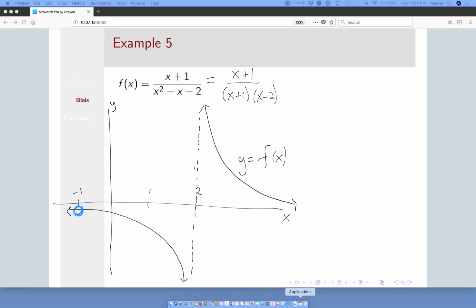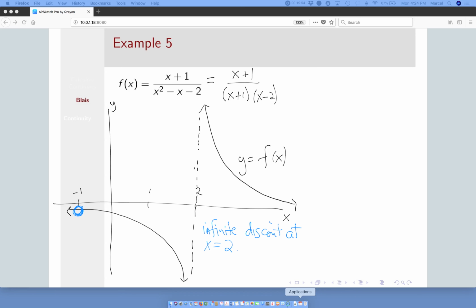So this function has an infinite discontinuity at x equals 2. But remember, these holes, we talked about calling them removable discontinuities because we can fix this. So we can come up with a repaired version.